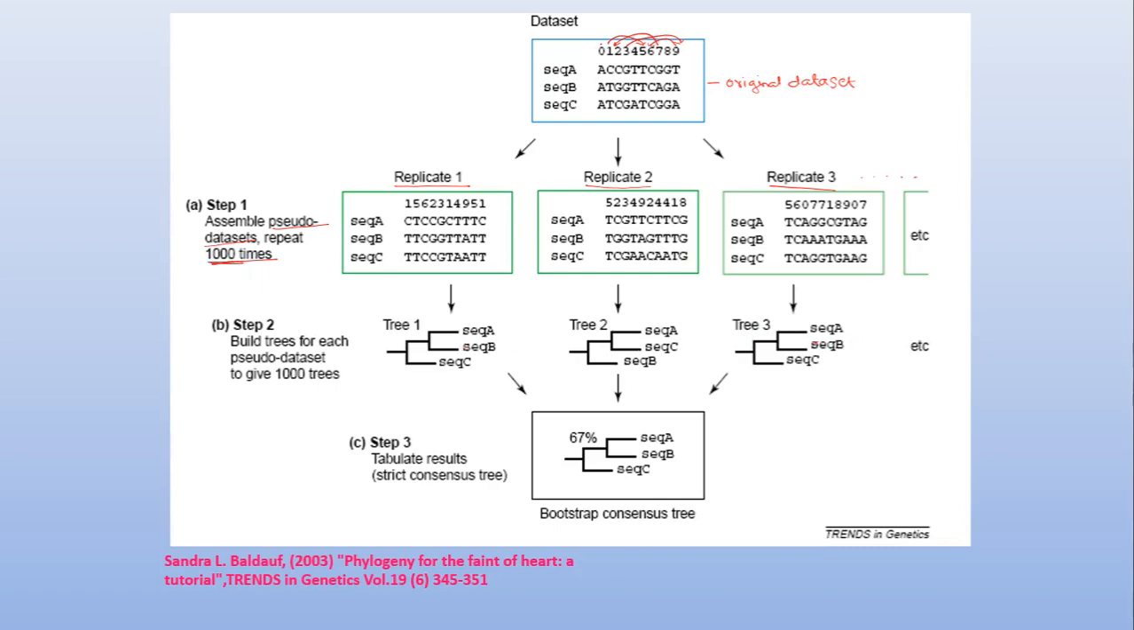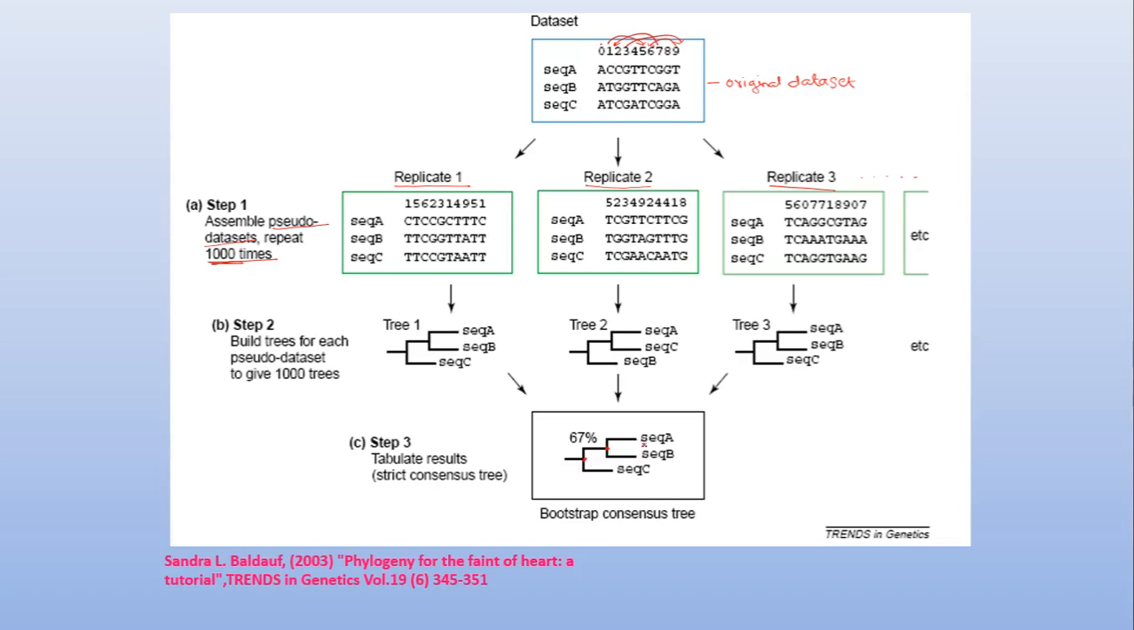Okay, so the idea is to build a tree for each pseudo data set that you have generated, and in this way you would end up generating say some 1,000 trees. Okay, so the next step would be to find a consensus tree of these 1,000 trees that you have generated from these 1,000 pseudo data sets. Okay, and after generating a consensus tree, you would assign some reliability weights at the internal nodes, right?